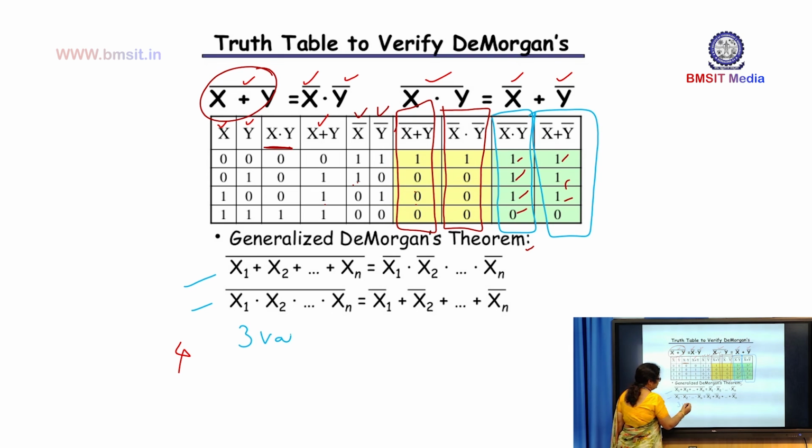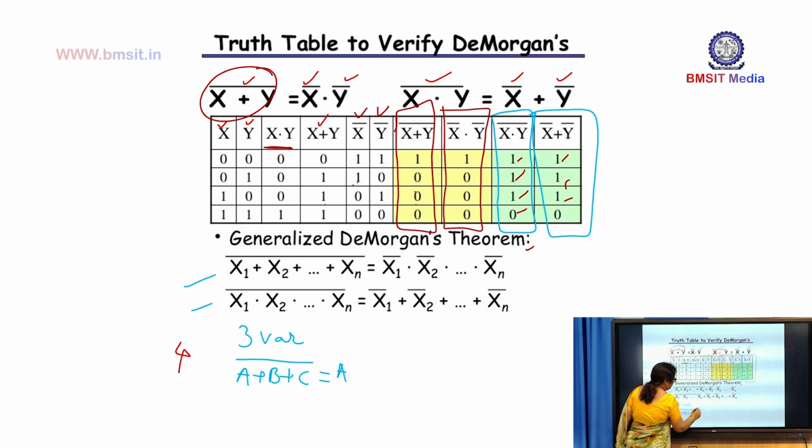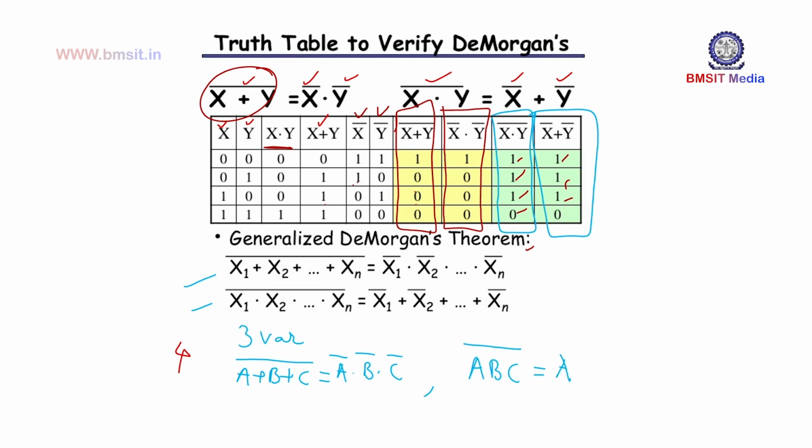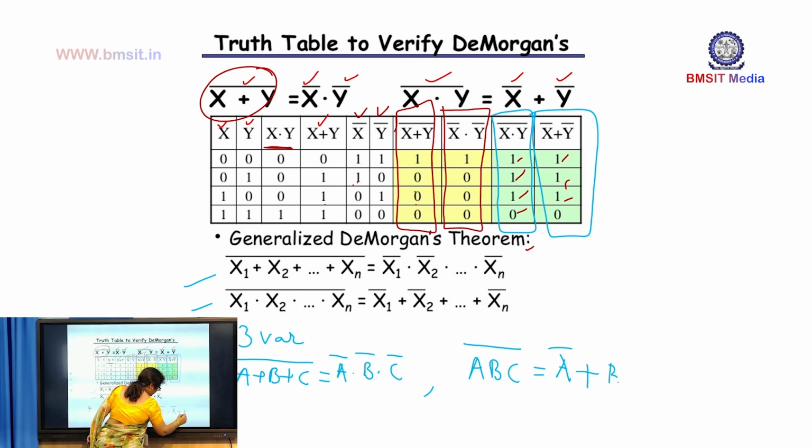As an example I will just show it for 3 variables. Suppose you have 3 variables, take them as a, b, c. So you have a plus b plus c whole bar is equal to a bar into b bar into c bar. Now according to the second one, abc whole bar is equal to a bar plus b bar plus c bar. That is how we write it for 3 variables.